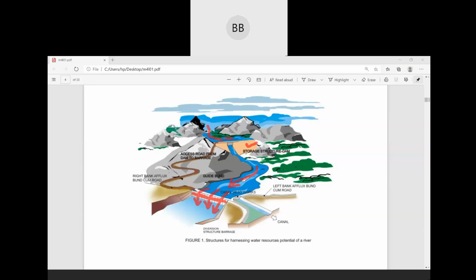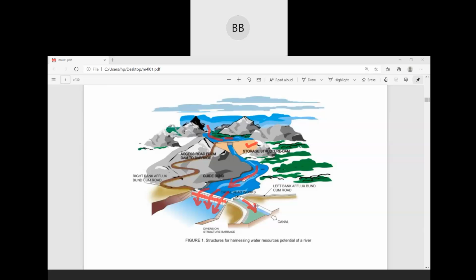Then we divert the flow as per the requirement with this canal system, maybe for irrigation, maybe for power. It depends on for what purpose we have constructed this barrage. Depending on how much requirement there is and what is the availability of water in the river, we are going to divert. Here we will have a regulator to regulate the flow of water.